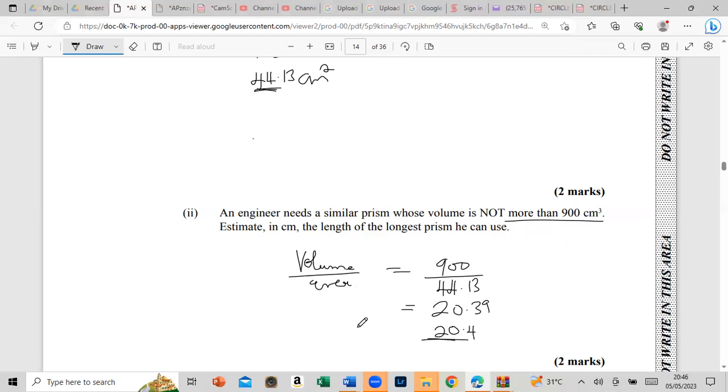So I'm gonna work with the 20.39 and see what I get. So it's 44.13 times 20.39, which gives me 899. If I round it up, this is what the volume will be. Area of base times height. Pretty close. So I'm gonna work with this as the answer, and not this, because if I go past it, that's a problem.